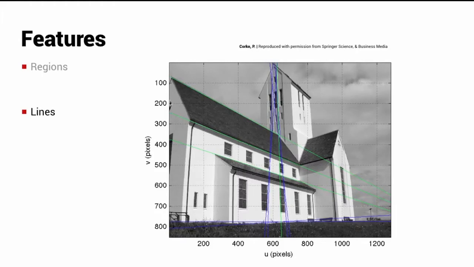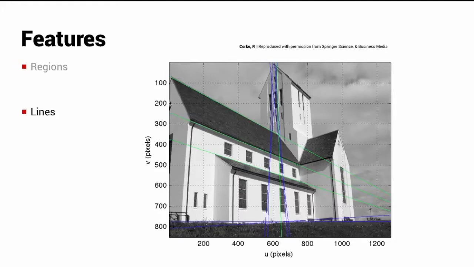Most real-world scenes contain a lot of lines. In this particular picture of a church, I've highlighted a number of lines. Some of these lines come from the contrast between the roof and the sky, between the roof and the wall, the edges of windows, the edges of doors, and so on. Certainly in any man-made environment there are an enormous number of lines, but even in many natural environments there are lines as well, perhaps the vertical edges of tree trunks and so on.